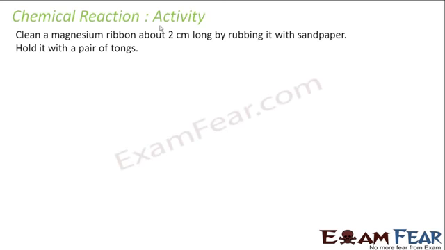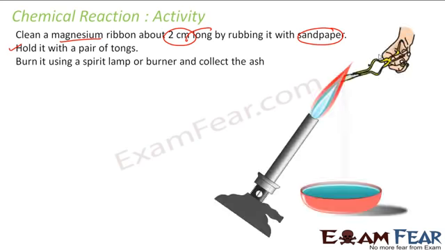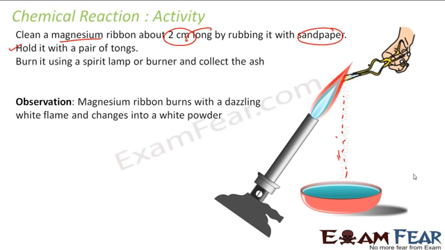So what I'm doing is I'm taking a clean magnesium ribbon around 2 centimeter long, right? And I clean that with sandpaper to make sure that there is no dust or something. And I hold it with a pair of tongs. So burn this using a spirit lamp and collect some ash. For example, this was my magnesium ribbon, 2 centimeter long. First I removed all the dust using sandpaper, and now I'm holding this and I'm burning this with a spirit lamp, and all this dust which I'm getting, right, I'm collecting this in a ball.